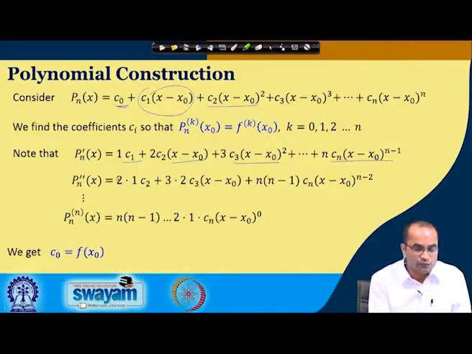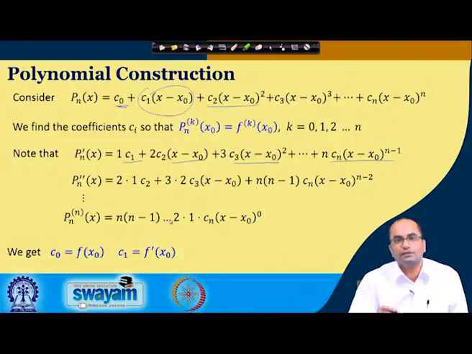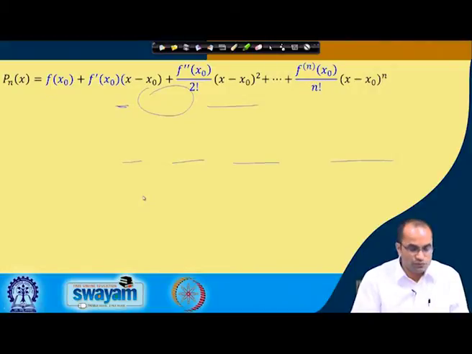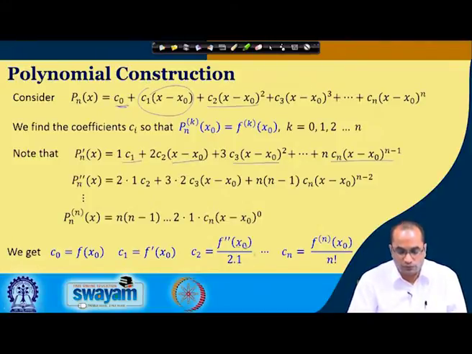The second, when we substitute in the first derivative, we will get c 1 as the first derivative of the function at x 0. Then c 2, again from this condition, we will get the second derivative at x 0 divided by factorial 2, and then c n will be the nth derivative at x 0 divided by factorial n.